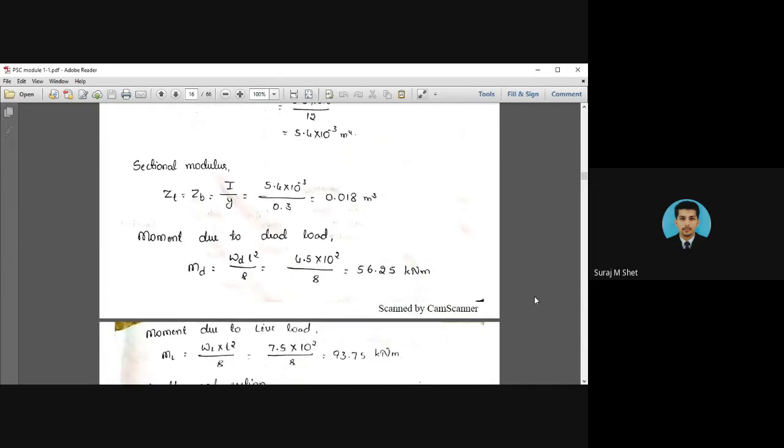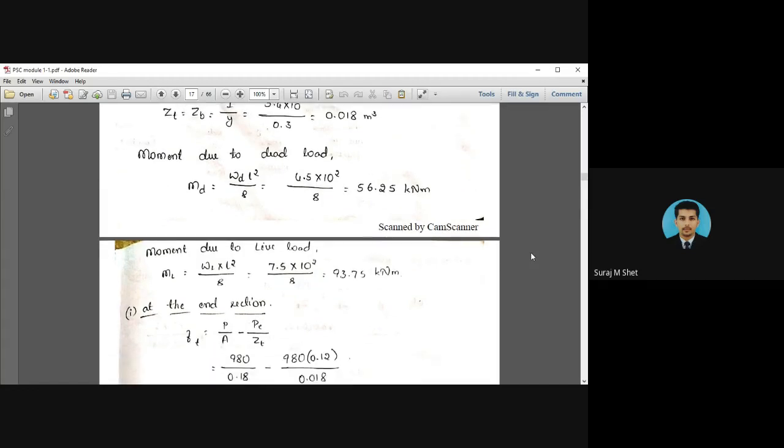So first is the dead load. This is the same formula, because it is a simply supported beam carrying a UDL. That's why the moment is equal to W L square divided by 8. Here W is due to dead load. So the dead load they have given is 4.5. So substitute the value, 4.5 into 10 square divided by 8. This is the moment due to dead load.